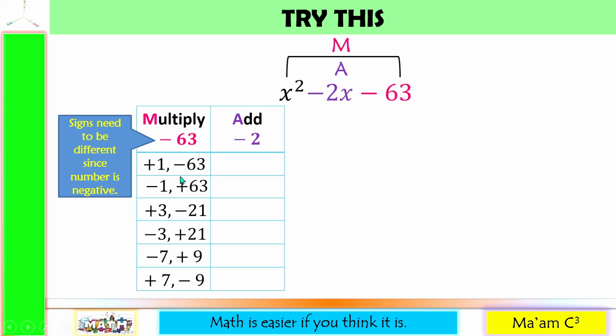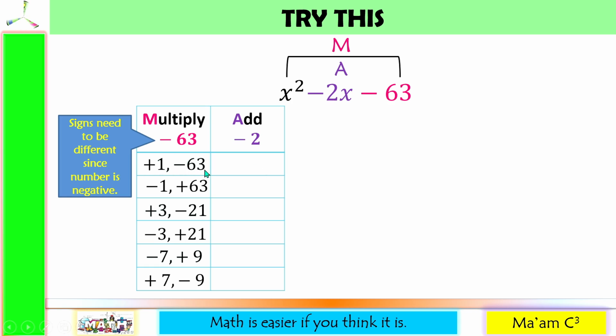So my factors are of different signs because this will give me a product of a negative number. We don't have to write the positive sign if the number is positive. I just did that so that you can clearly see that they are of different signs. Now let us add them.